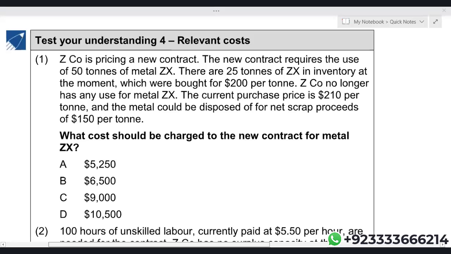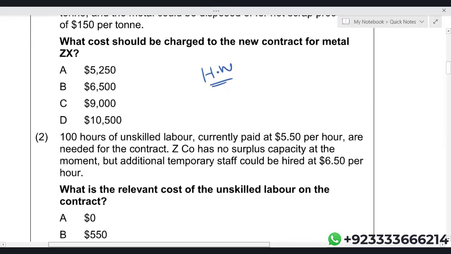Okay, dear students, let's start the second lecture on relevant costing and test your understanding. Let's start from the homework. This is your homework, but I really want every one of you to attempt this test your understanding. In the next class, I will share the answer of this test your understanding.